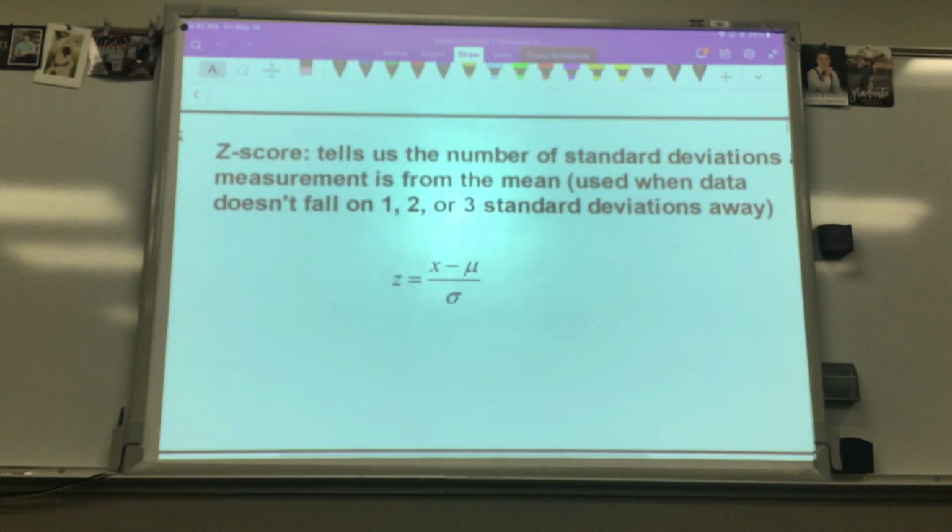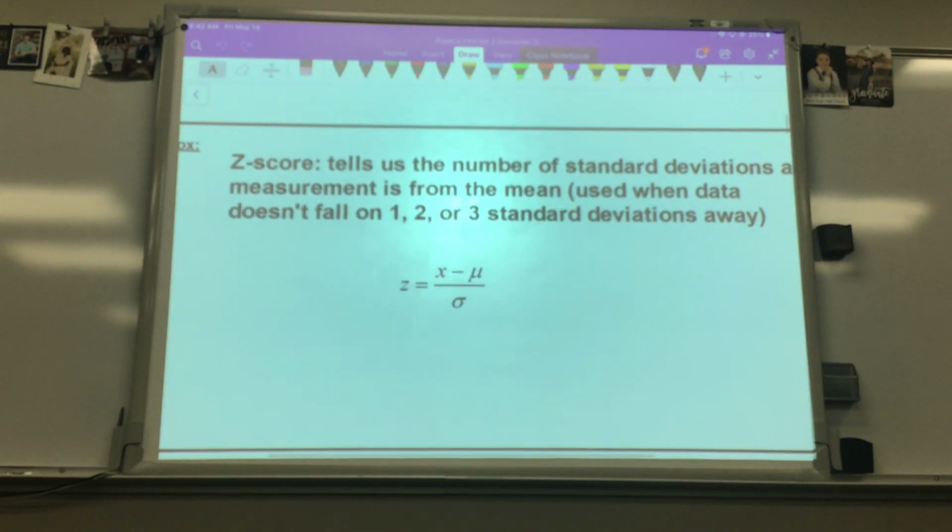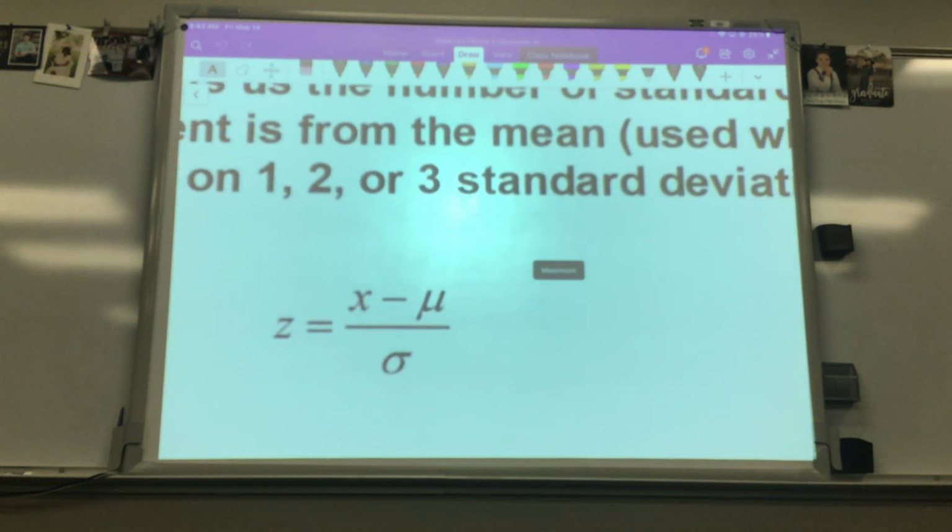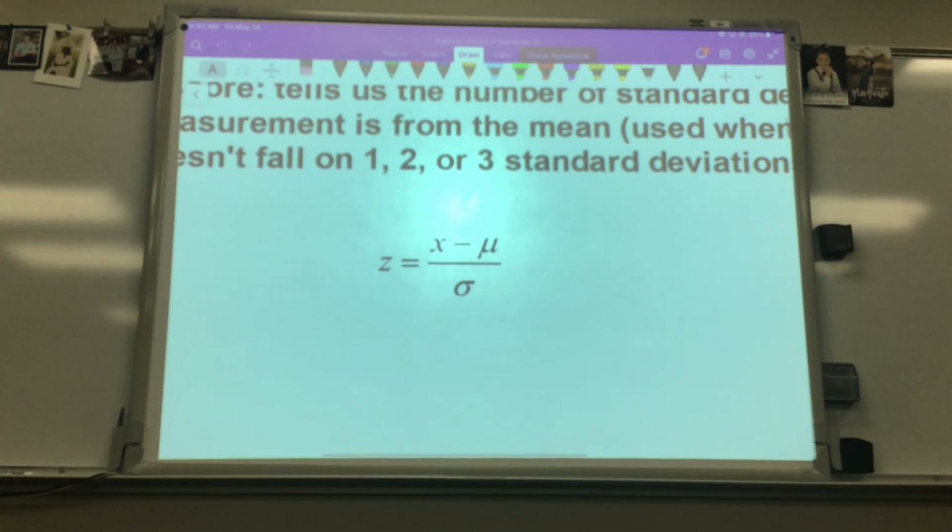Okay, so the z-score, again, is the number of standard deviations away from the mean. To calculate it: X minus the mean, divided by the standard deviation. And what is X? Whatever score we're actually looking to find the z-score for.